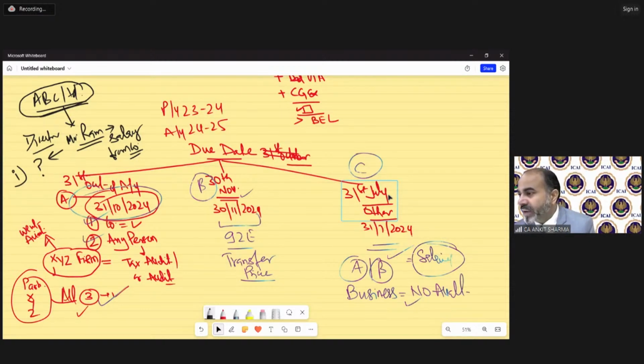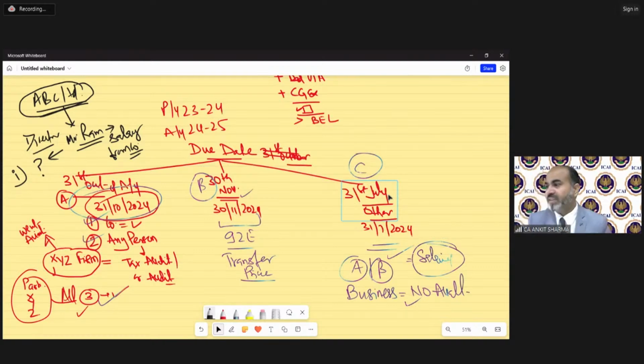Let me see the queries also. Someone says investors and traders come under this provision. Yes, everybody falls in this provision if they satisfy this condition.